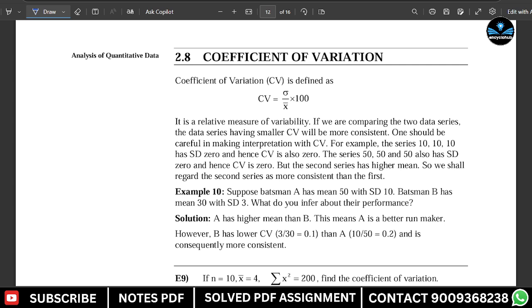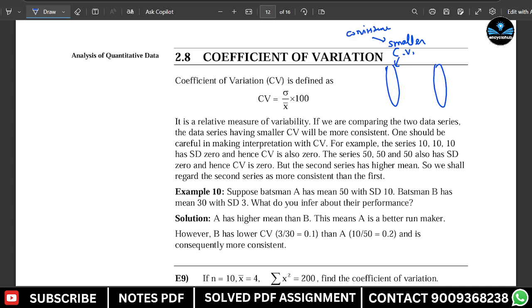In this video, we are discussing coefficient of variation. You can see the formula first. Coefficient of variation is sigma upon x bar into 100. It is a measure of variability. If we are comparing two data series, and one has a smaller coefficient of variation, it means that it will be more consistent.